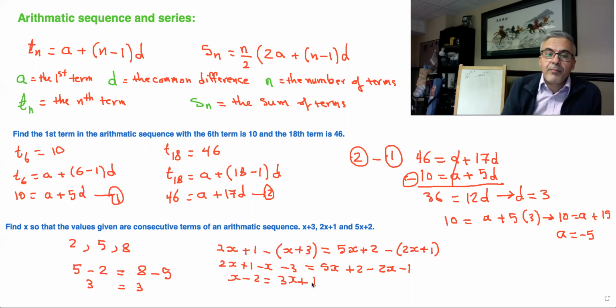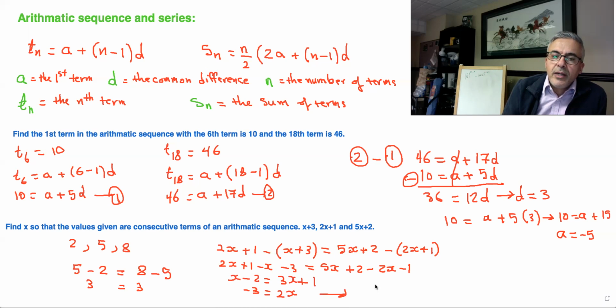I'm going to move the x to this side and the 1 to this side. So if I move the 1 to this side, it's going to become minus 1. So that -2 minus 1 gives me -3. And if I move the x to the other side, it becomes minus x. So therefore, 3x minus x gives me 2x. And therefore, divide both sides by 2, and you'll get x to equal -3 halves.